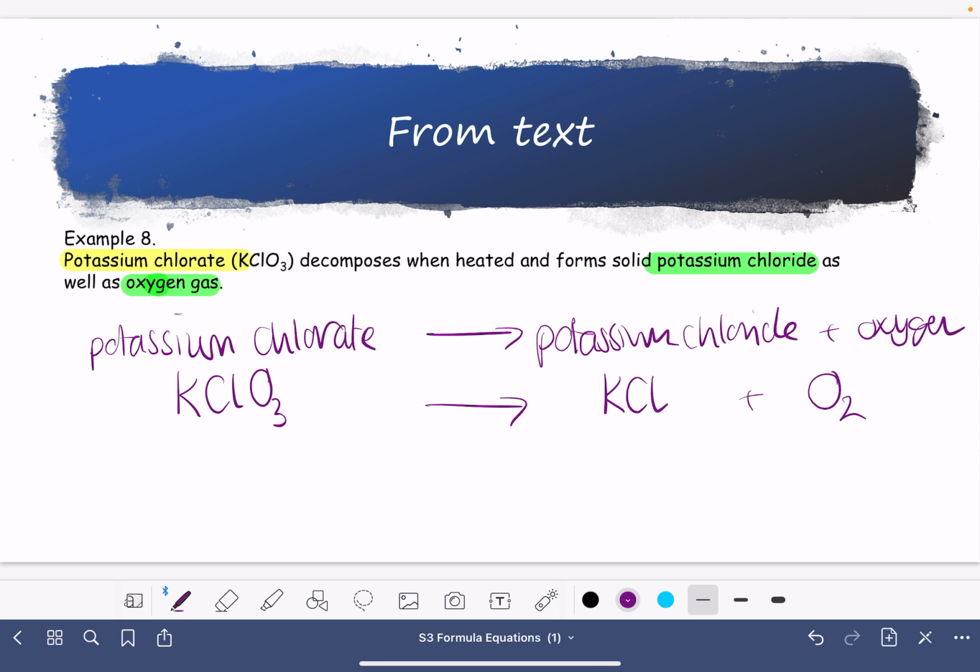Okay, so hopefully you feel a bit more confident now, both in writing the formula and in substituting the correct formula into a word equation to make a formula equation.